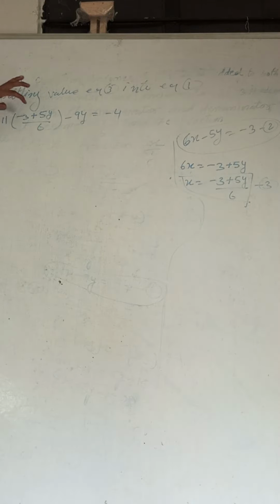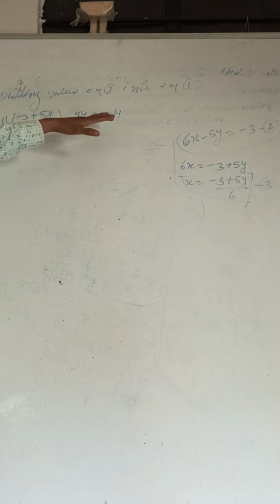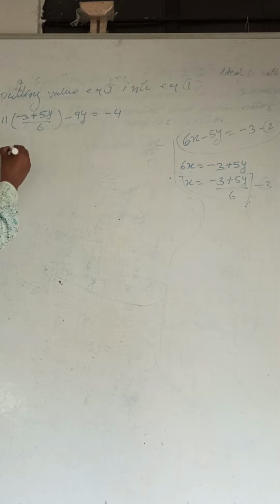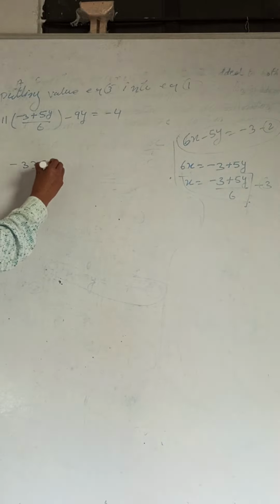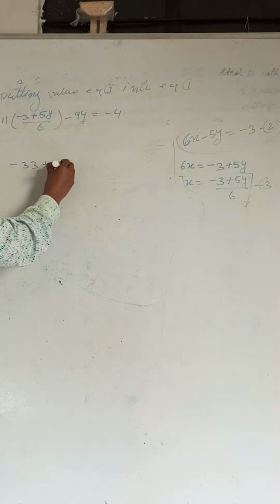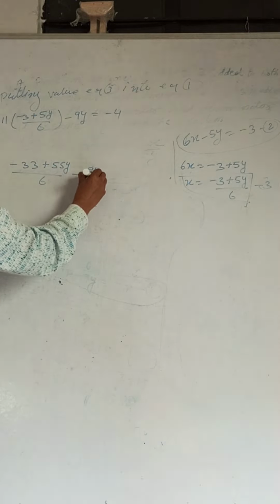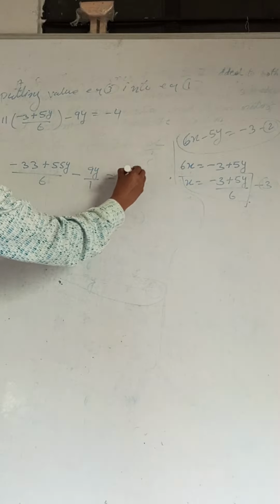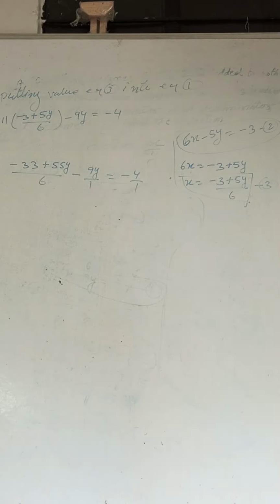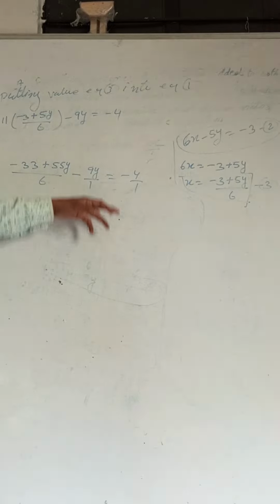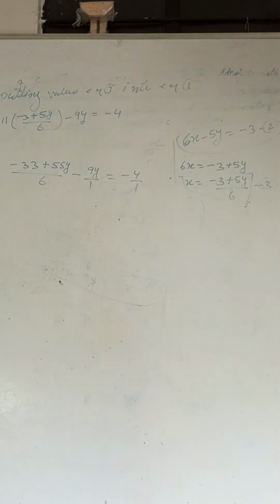Now it can be done like this also. We are multiplying by 6 because the denominator here is 6. So here, first directly writing minus 11 into minus 3 is equal to minus 33, plus 11 into 5, 55y by 6, minus 9y by 1, is equal to minus 4 by 1. We can write it by 1, meaning no value change. Now we are multiplying by 6 on both sides.